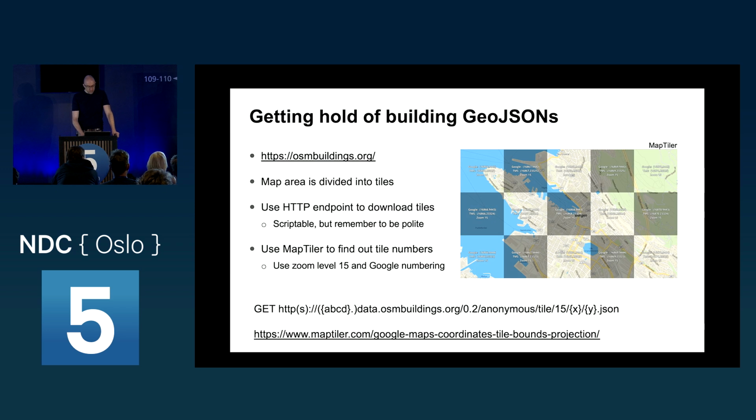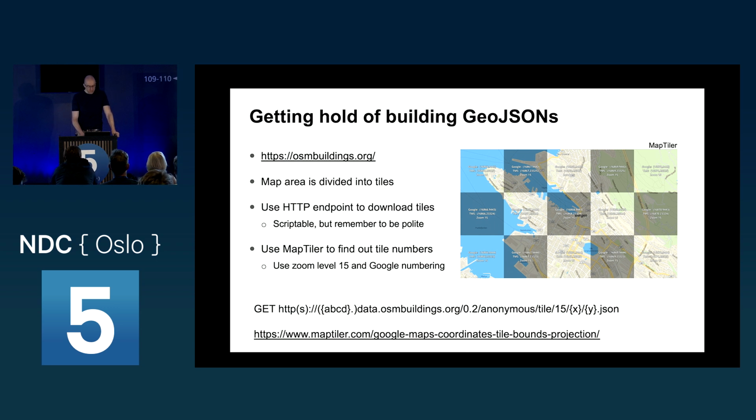Okay, so how do we get hold of these building GeoJSONs? Well, go to the website, OSM Buildings, and then you can see the map area you're looking at. It's divided into tiles. And so on that site, they store GeoJSON files containing the buildings inside each tile. And then you have to figure out the pattern, how they describe tiles, and map that to a geographical location.